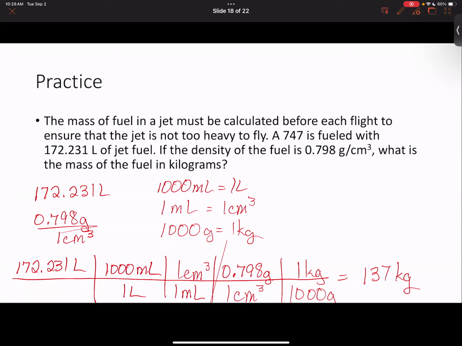Should have gotten 137 kilograms. You take the 172.231 liter. Now I converted it to milliliters and then to centimeters cubed in order to use my density. Using the density allowed me to get it into grams, and then I converted it into kilograms, and that's how I got the 137 kilograms. Questions?